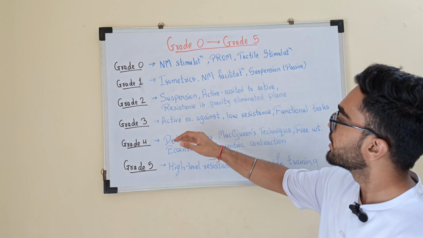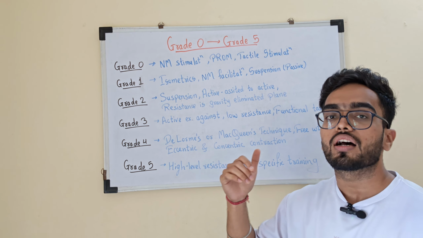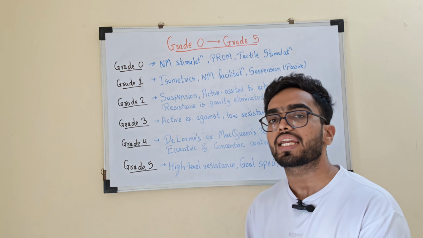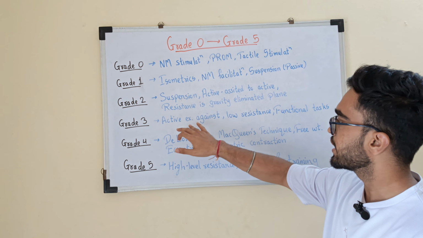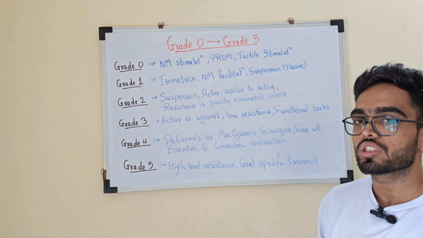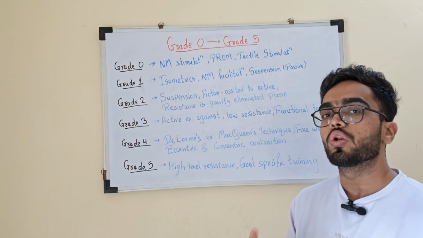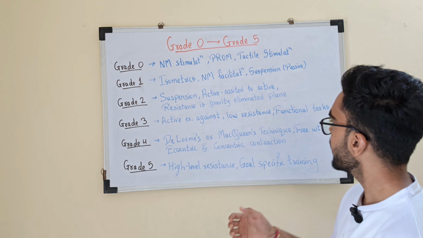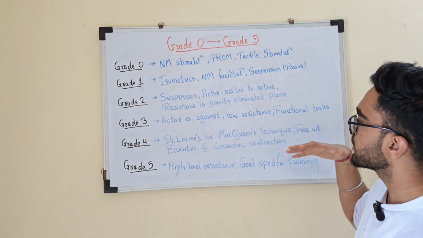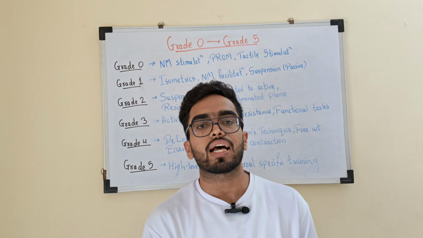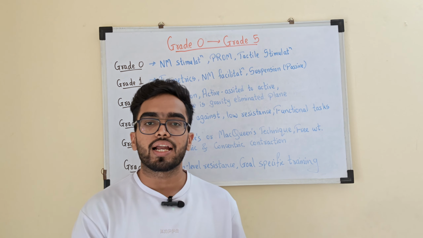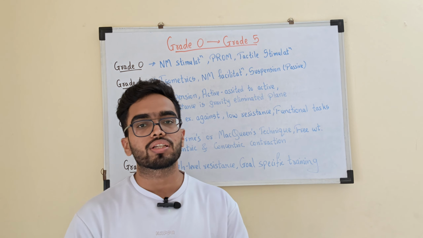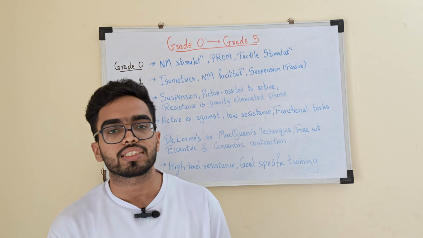Okay. Then grade 3 is full range of motion against gravity. Okay, so we will continue with the active exercises against gravity, and also we will start with low resistance exercises. Okay, and we will start with the functional tasks, functional day-to-day activities like sit to stand or supine to prone or side lying. We will start with these exercises.